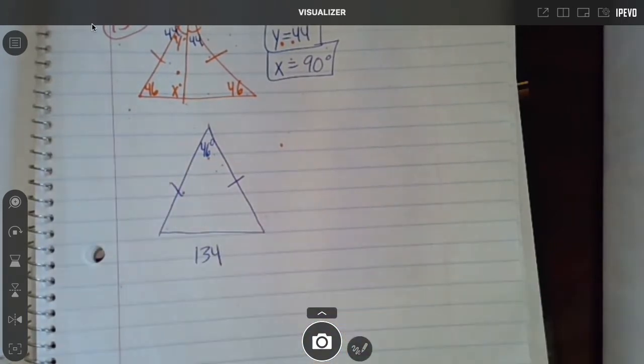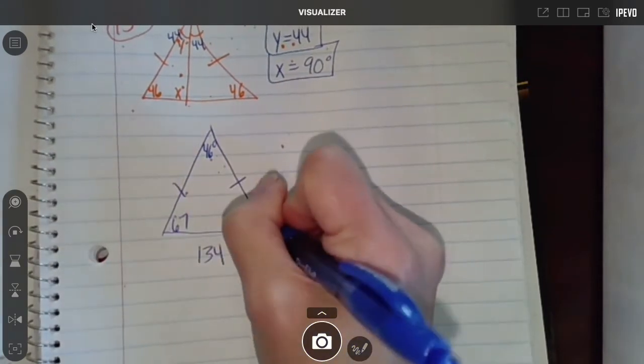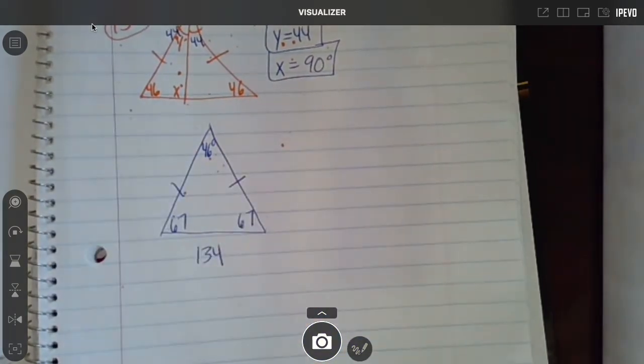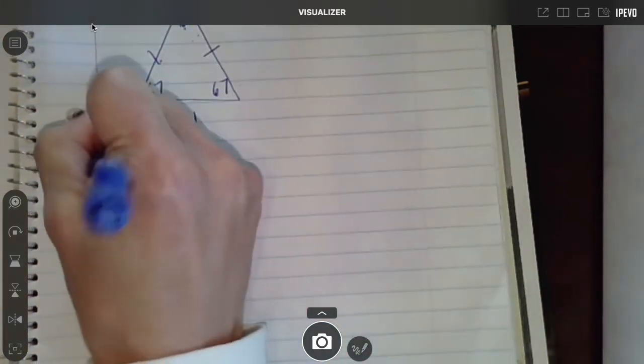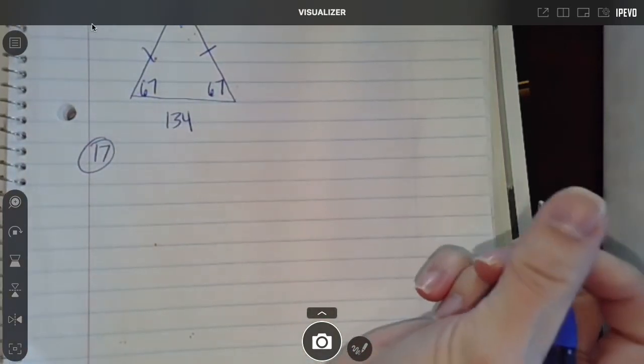What's 134 divided by 2? 67. So this one's 67, and this one's 67. Any questions on that? Are we good with that? Yes? No? It's kind of the same thing over and over again, huh? That we're doing? Okay. There's one like 17. We're just going to keep going. Number 17. It says, find the value of x.